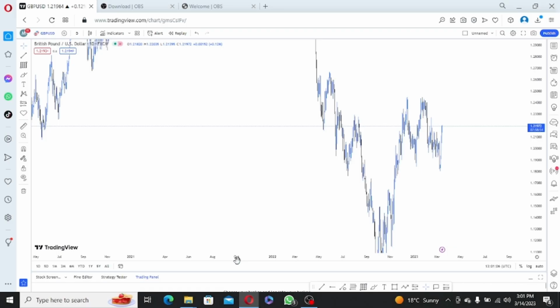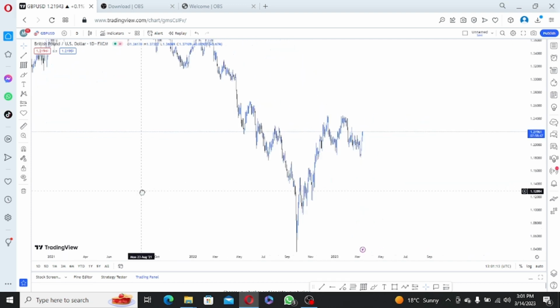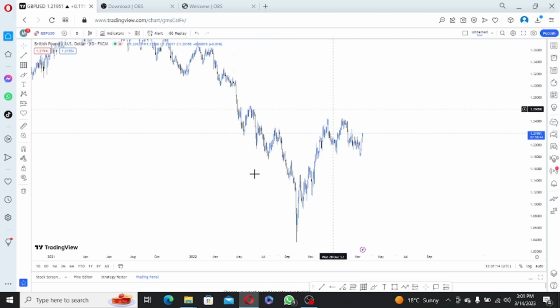So yeah, gents, the other pair that we're gonna be looking at is GBPUSD. This is the last pair I gave you guys. As you guys can see, GBPUSD is looking really good. We're looking for those buying opportunities. I'll give you guys a very good reason for that.